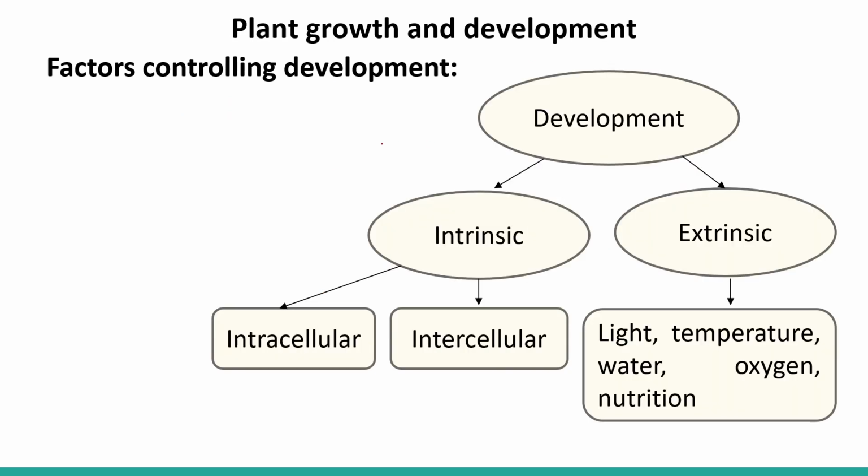So this is a flowchart showing the factors controlling the development. You can see development is controlled by intrinsic factor and extrinsic factor. Intrinsic factor are further divided into intracellular, which was genetic factor, and then we have intercellular, where we have plant hormones. Now extrinsic factor can be light, temperature, water, oxygen and nutrition.